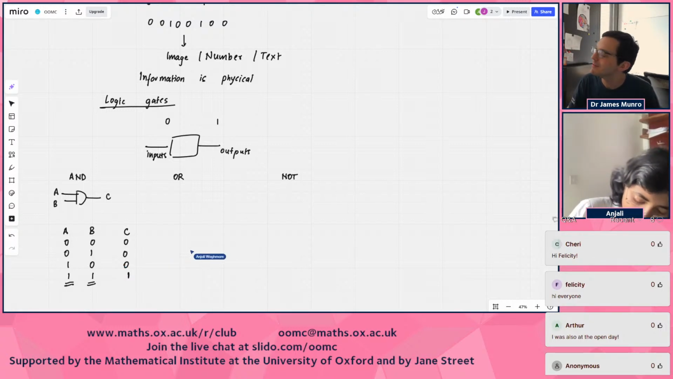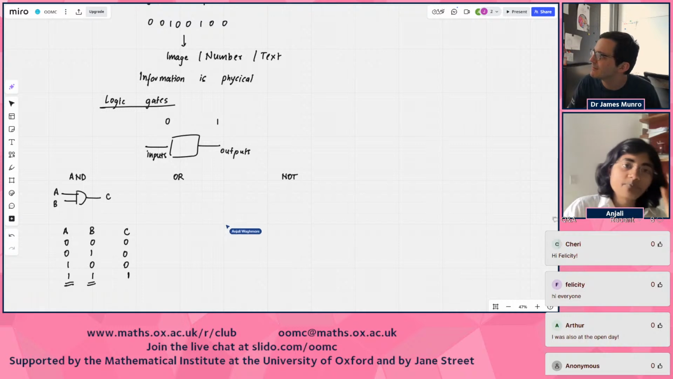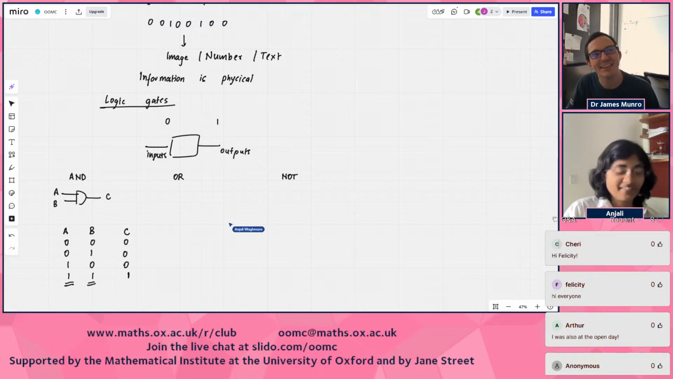If you have more than 2 inputs, I guess you could build this out of AND gates. But if I think about the word AND, what do I say? I want A and B and a third thing as well.